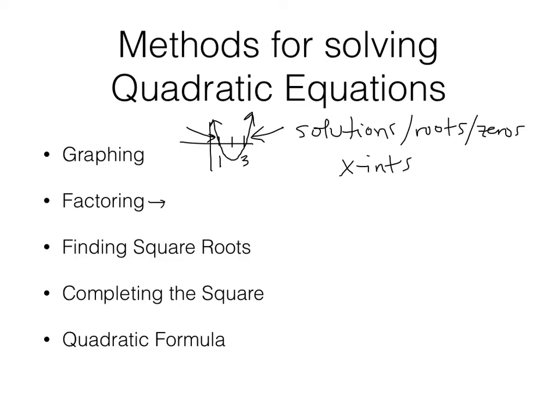With factoring, we use the zero product property, and you're going to want to go back and look at your previous video. Some of you did not watch that, so you may need to go back and watch that now. We have two other methods we're going to look at. We have finding square roots, which is only for quadratic equations that have no x terms, so we'll see that in a minute. Completing the square, which I will introduce the concept here, but I will teach the method in class. And then we have the quadratic formula, which I will teach in this video.